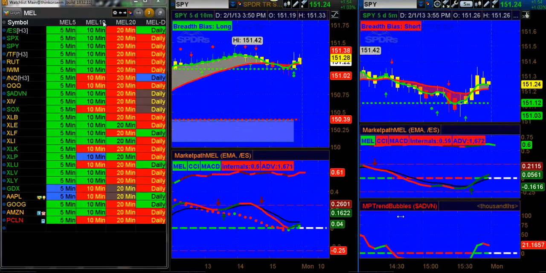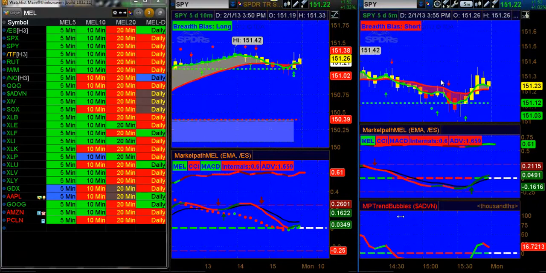The biggest part of this is they get to see the different time frames as far as what's going on with the Spiders, or whatever they're trading. Then they can see here the different time frames as far as where these indicators are, and just wait for our buy and sell signals that pop up on the screen.